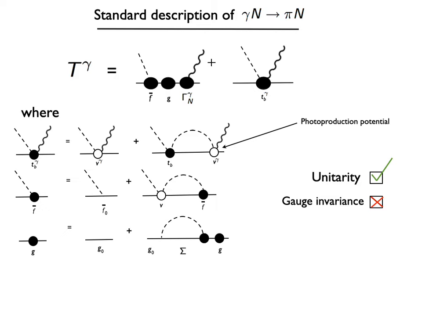Ideally, this should be chosen so that the resulting amplitude has gauge invariance, but so far, whenever these equations have been used in the literature, V gamma hasn't been chosen in this way, simply because the authors haven't known how to.